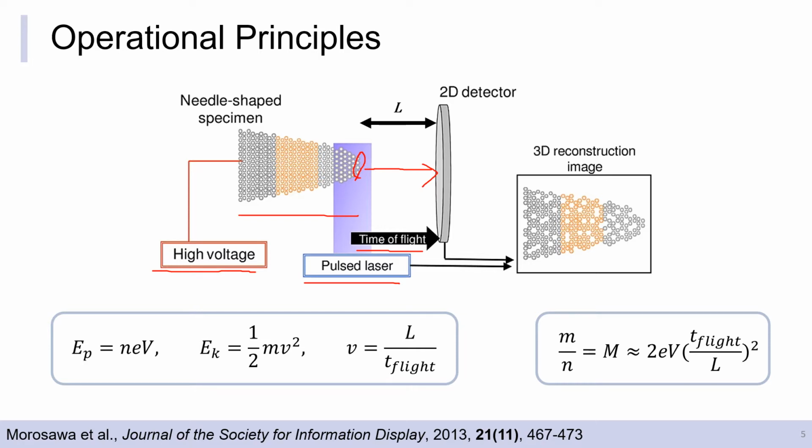The TOF of the ion is directly related to its kinetic energy. As the ion is accelerated by the electric field, it acquires potential energy. By equating these two energies, the mass-to-charge ratio of the ion can be obtained. From the mass-to-charge ratio, the identification of its elemental nature becomes possible.